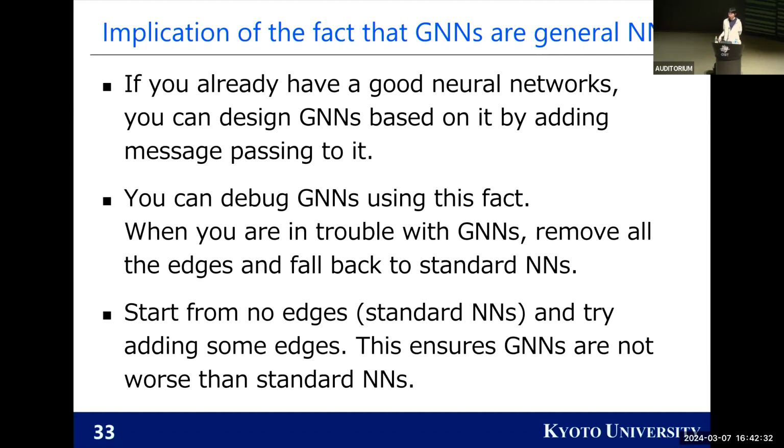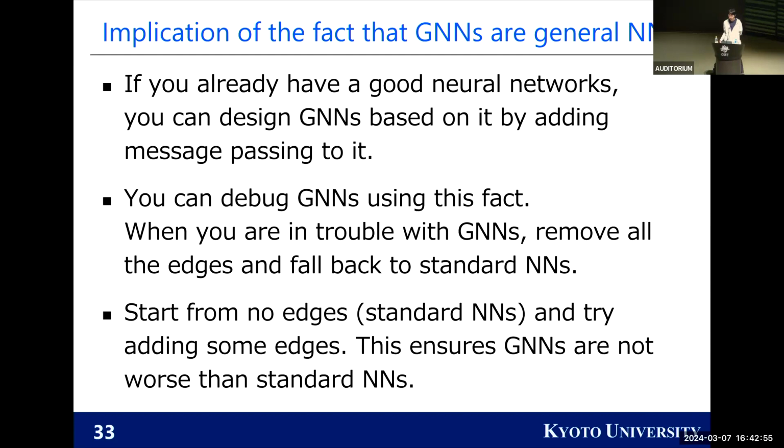It is not due to the graph part. And if you do not have any troubles with such ablated GNNs, then you may find some bugs in the message passing part. So this can help debug GNNs. And also we can use this fact to define good graph structure.